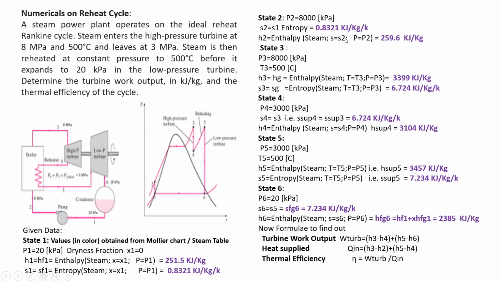Enthalpy H2: now you know the two conditions, pressure P2 and entropy S2. So at pressure P2 and S2, you can directly find the value of enthalpy at state 2, which is equal to 259.6. State 3, P3 is equal to 800 kilopascal. Now you are coming to state 3, after 1, 2.